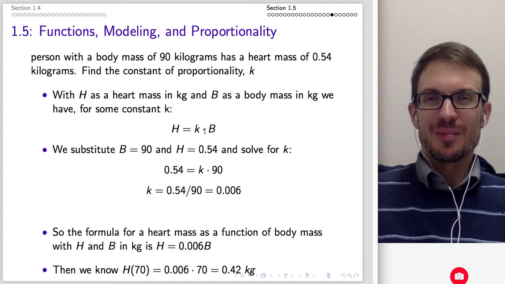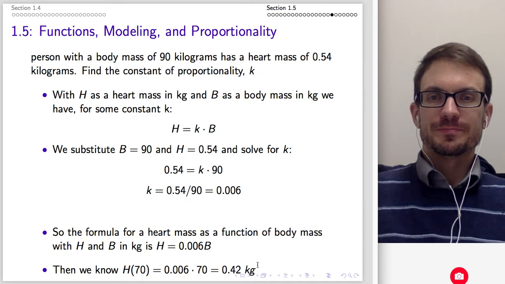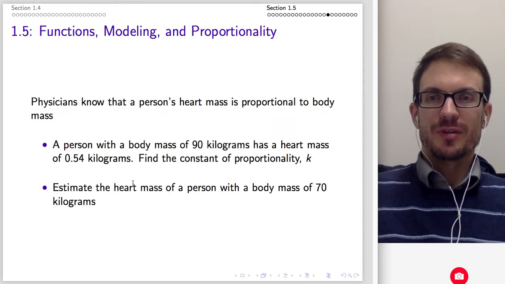Well, let's just use this formula, right? Now let's plug in our 0.006 here, multiply by our body mass of 70, and that gives us a heart mass of 0.42, right? So that solves our last part. Estimate the heart mass of a person with body mass of 70.